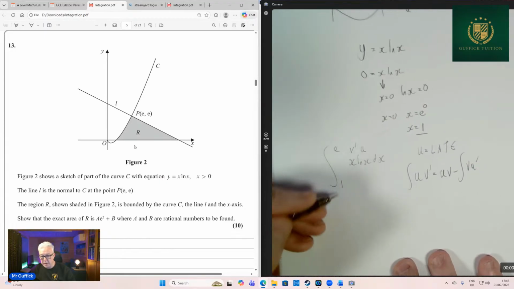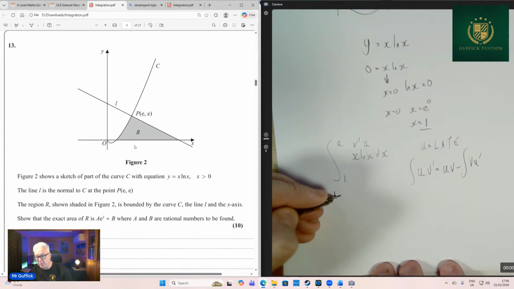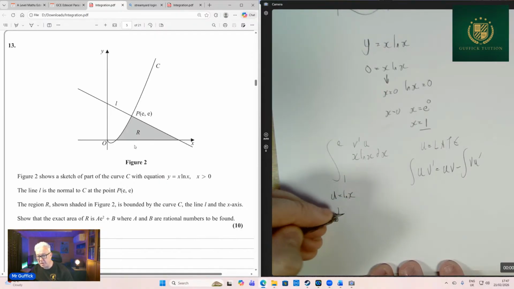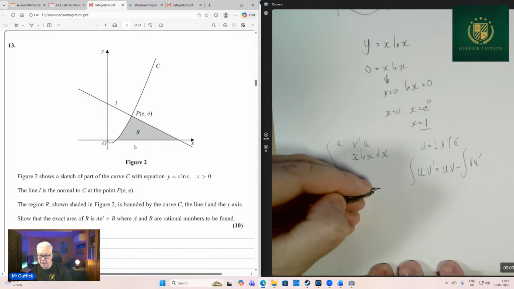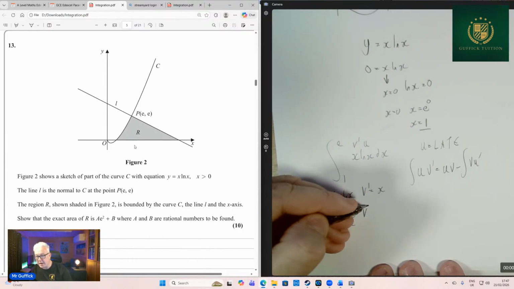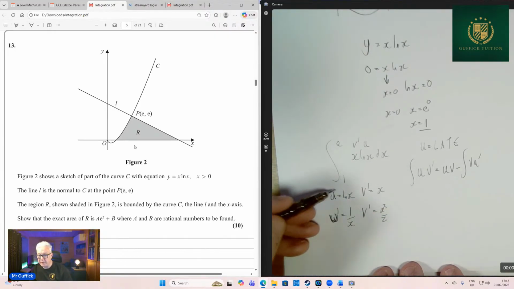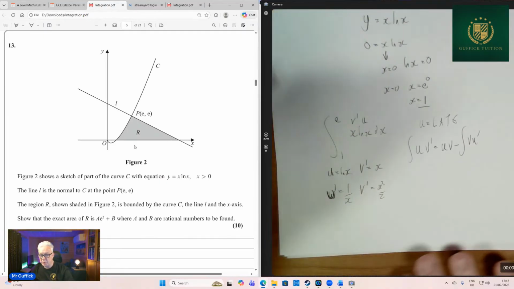Okay, so let's write down our u dashed and our v then. So we've got that u is ln x. So therefore our u dashed is going to be 1 over x. Our v dashed is going to be x. So when we integrate that, that's going to go to x squared over 2. So we've differentiated the u and we've integrated the one that we've called v dashed. So we're now ready to sum into our formula.